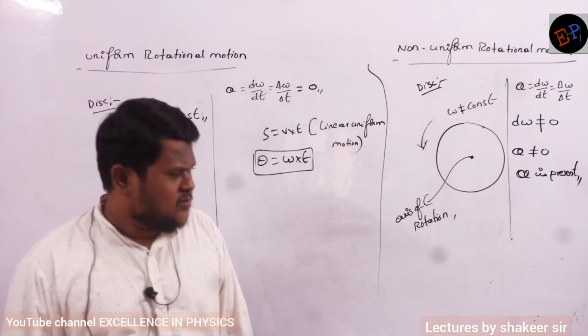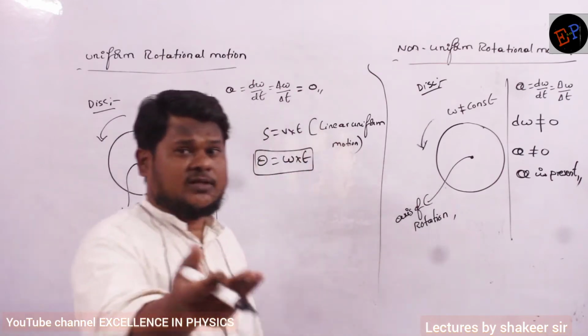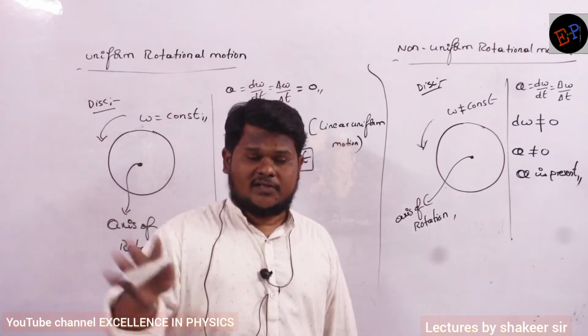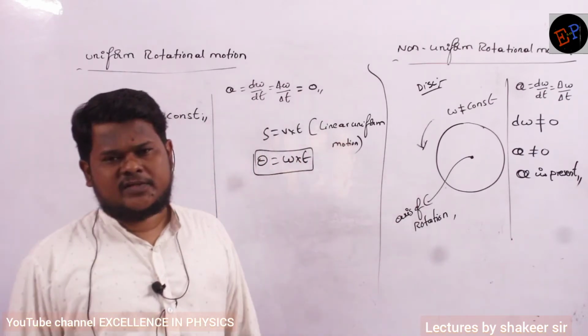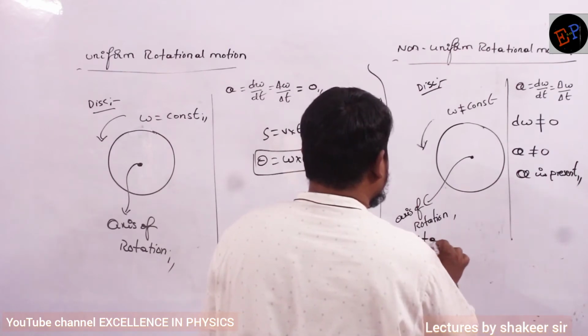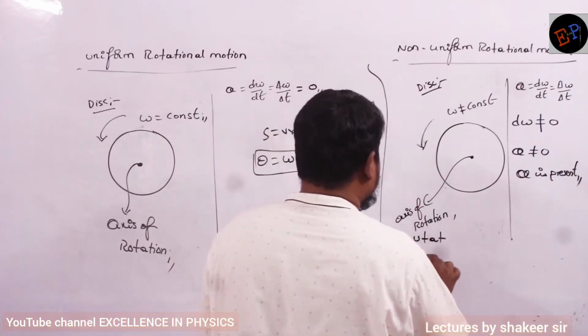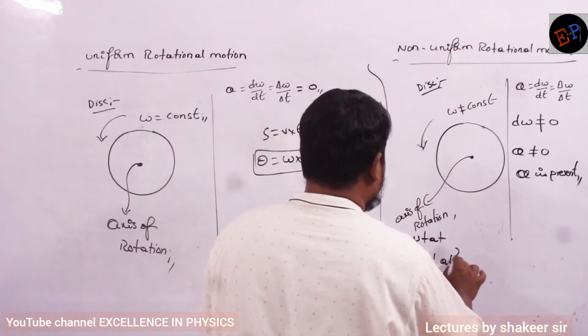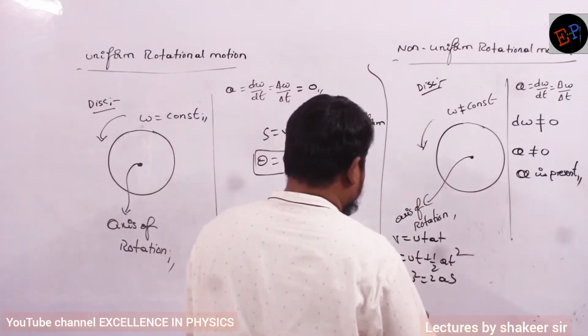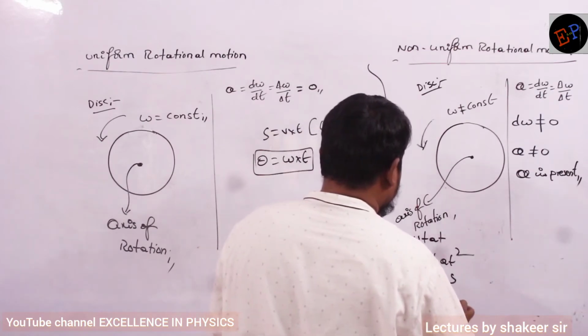In non-uniform linear motion, how many equations are there? Four. So here also we have 4 equations. What are the equations we have? v is equal to u plus at. s is equal to ut plus half at square. v square minus u square is equal to 2as. Sn is equal to u plus a into n minus 1 by 2.